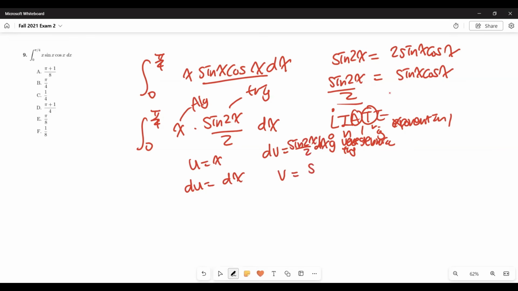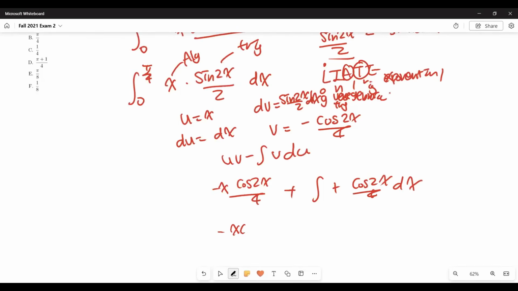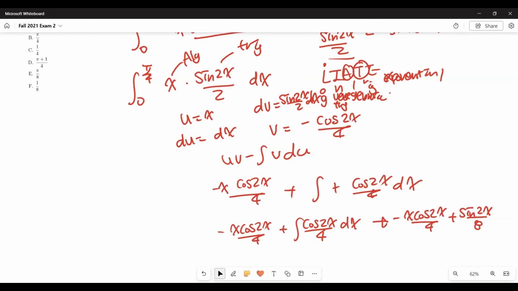v becomes negative cosine 2x over 4. And we use uv minus the integral of v du. So u is x, v is negative cosine 2x over 4, minus the integral of negative cosine 2x over 4 dx. Minus minus is a positive. Let's just write it: negative x cosine 2x over 4 plus the integral of cosine 2x over 4 dx. This is the same as negative x cosine 2x over 4 plus sine 2x over 8, and integrating from 0 to pi over 4. Plug it in.